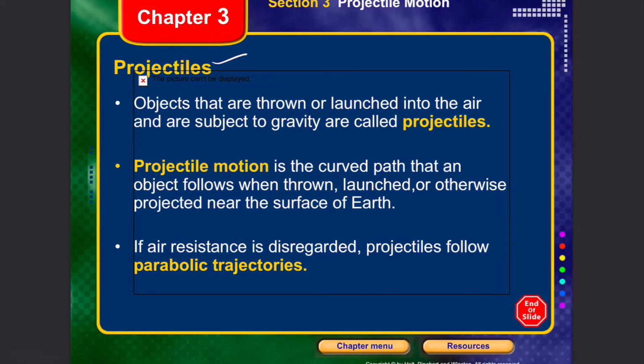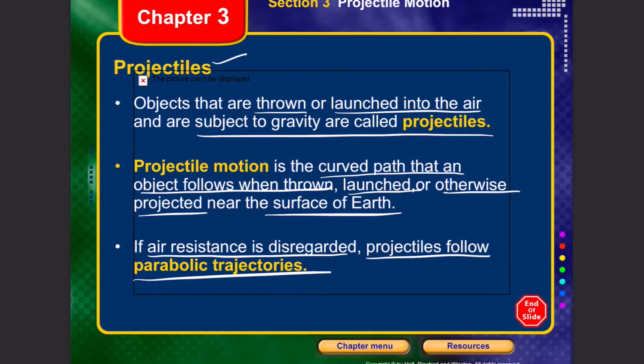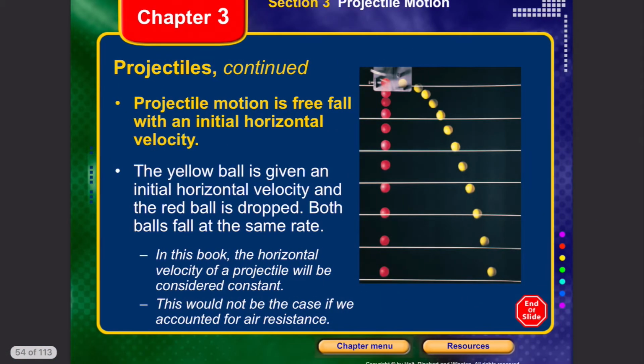What is a projectile? Any object that is thrown or launched into the air and is subject to gravity is generally called a projectile. Projectile motion, in a simple sense, is a curved path that an object follows when it is thrown, launched, or otherwise projected near the surface of the earth. Now, when you remove the air resistance, projectiles generally follow a parabolic trajectory. So this is an example here.